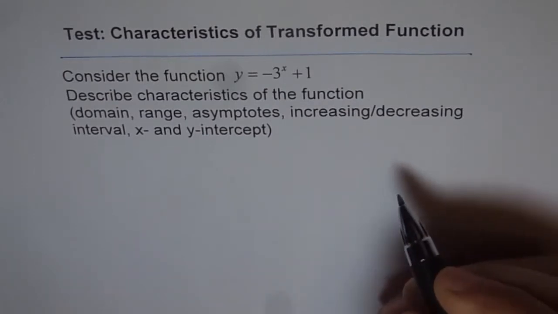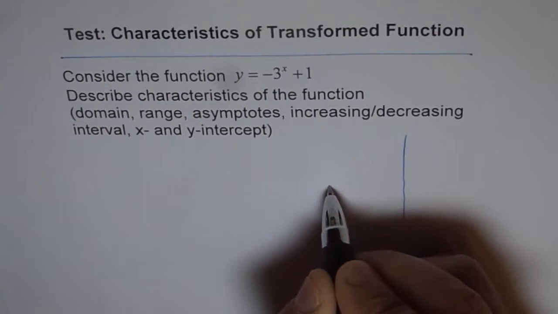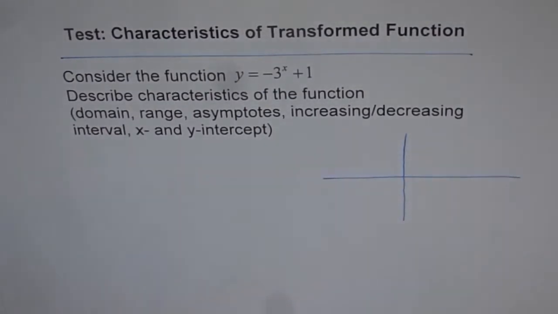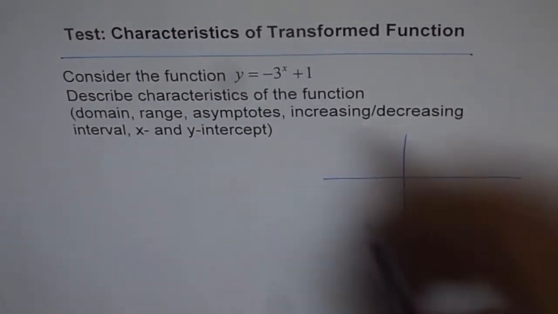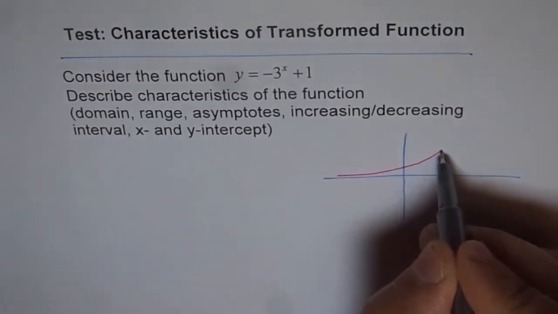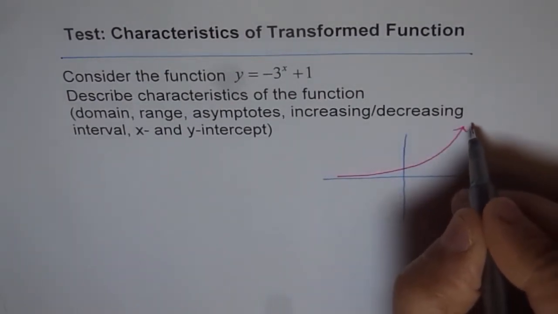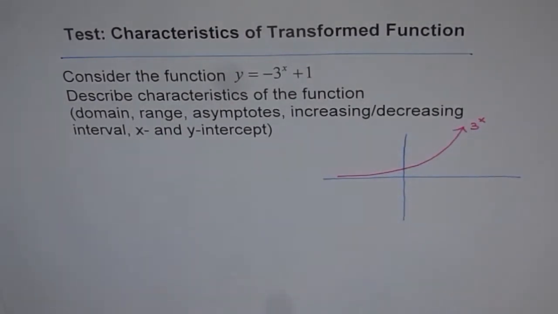Let's first look into the original function, which is 3 to the power of x in this particular case. Let me sketch the function 3 to the power of x for you. So 3 to the power of x will be a function kind of like this. Do you see that? This is what I've drawn as 3 to the power of x.